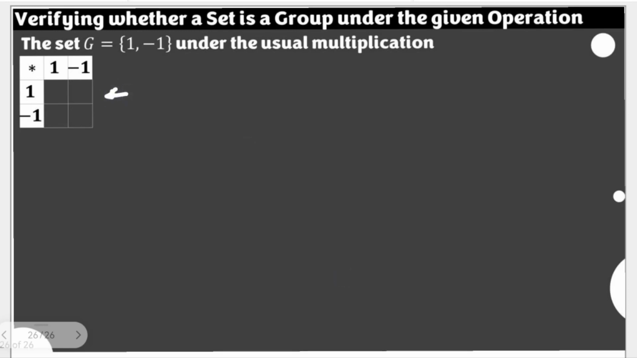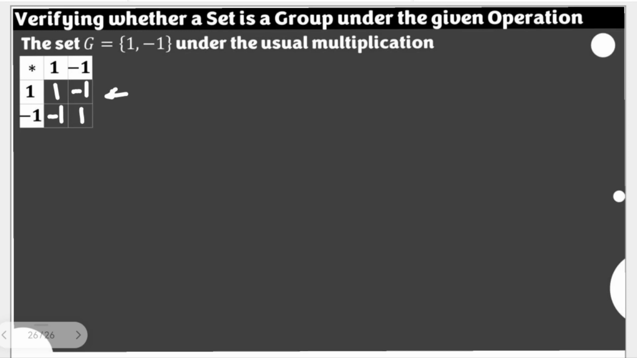This Cayley's table allows us to plot the results if we are going to apply the given operation on the elements of G. So that would mean this area here is the product of 1 times 1 under usual multiplication. So 1 times 1 is 1. Okay? 1 times negative 1 here is negative 1. Next, negative 1 times 1 is negative 1. And negative 1 times negative 1 is positive 1. These are the entries on our Cayley's table.